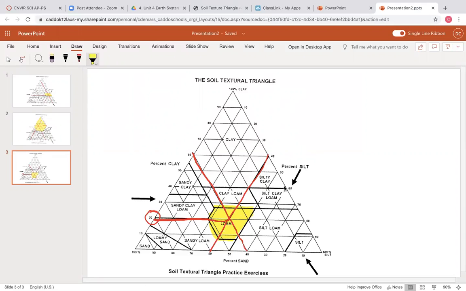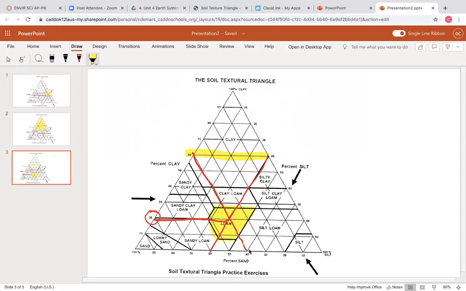Because if you don't pay attention to the direction of the arrows, for this one, if I was looking for percent silt and I didn't pay attention to my arrows, I could have accidentally drawn my line going this way, and then my three lines would have never intersected. So be very careful about the direction of your lines and which percentage you're putting on which side of the triangle.